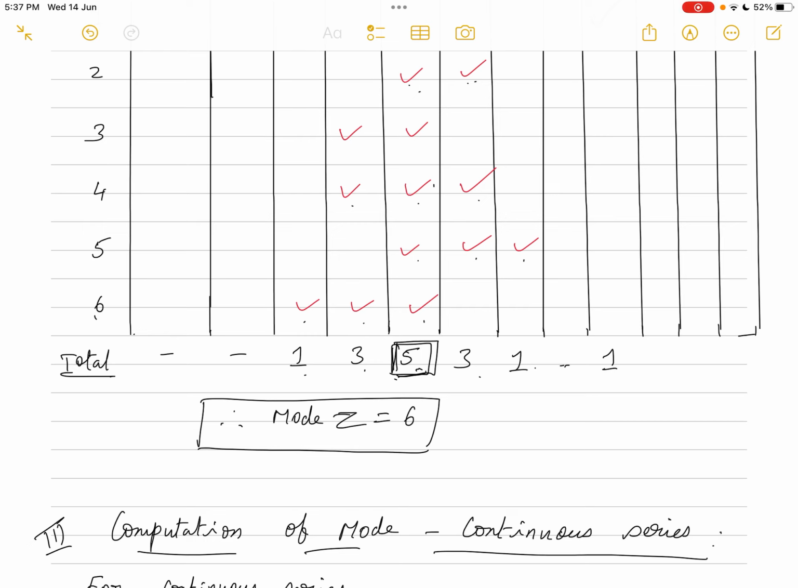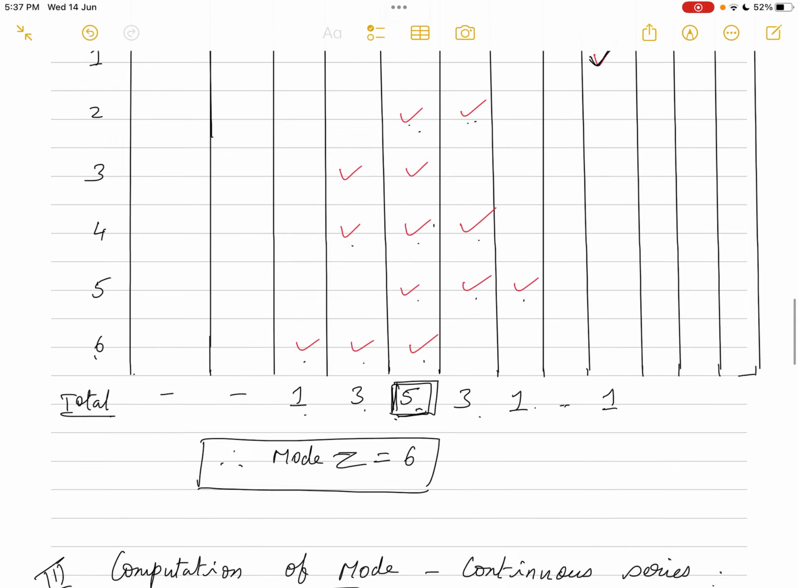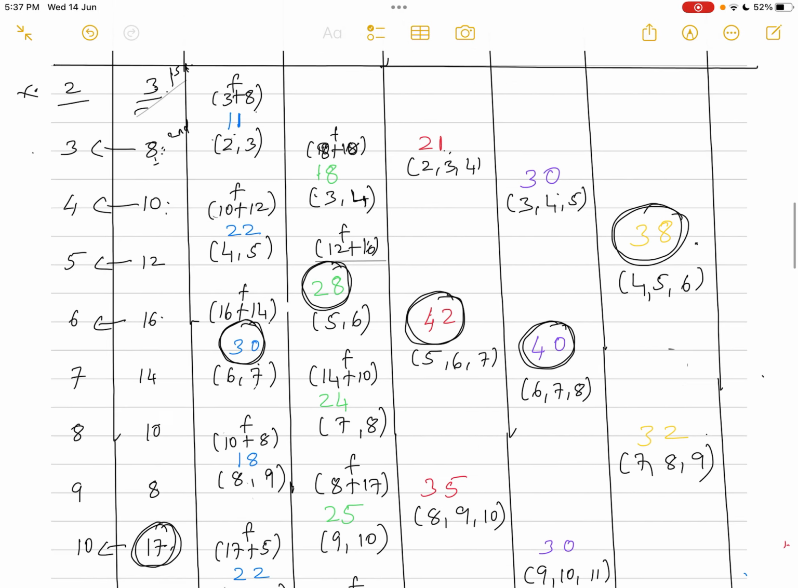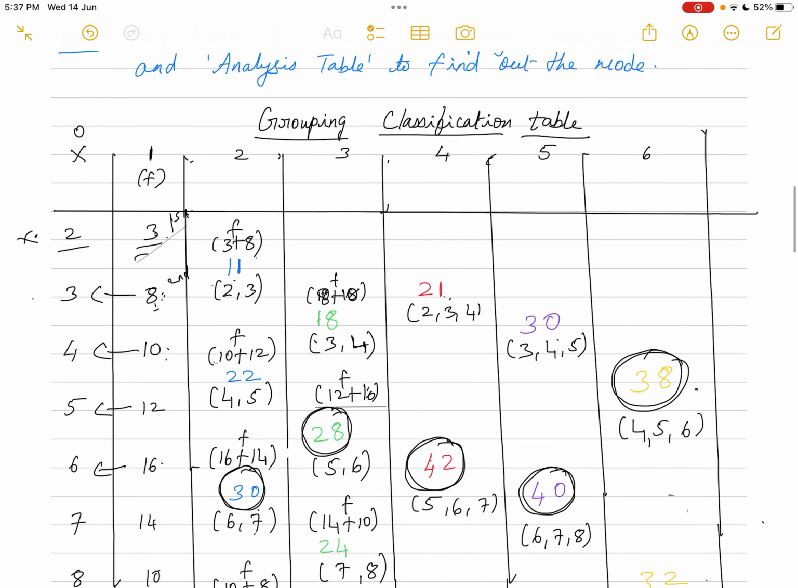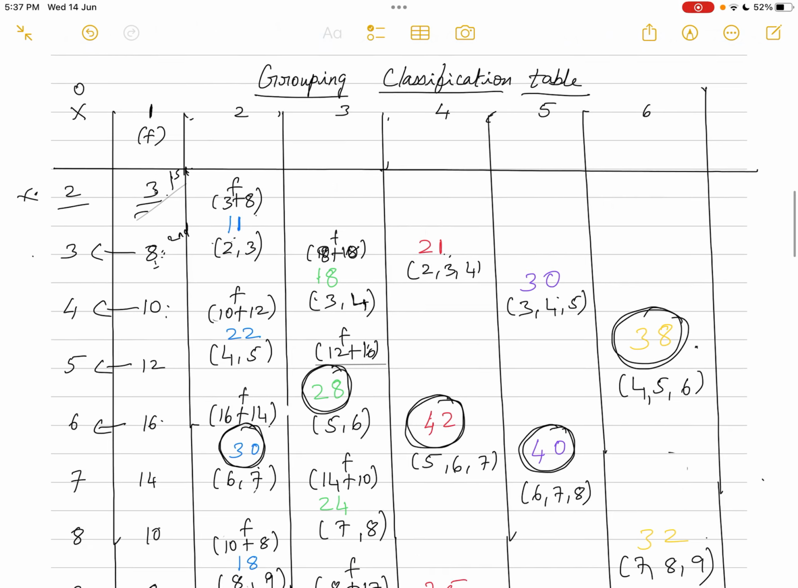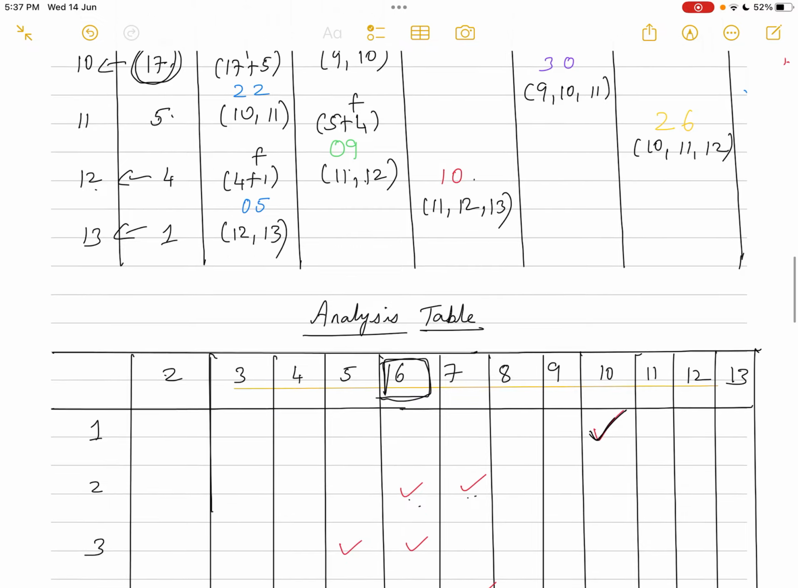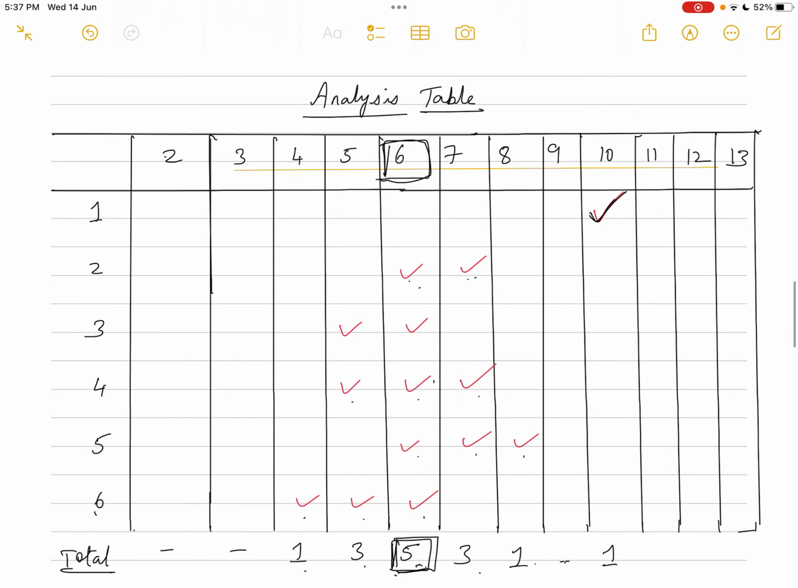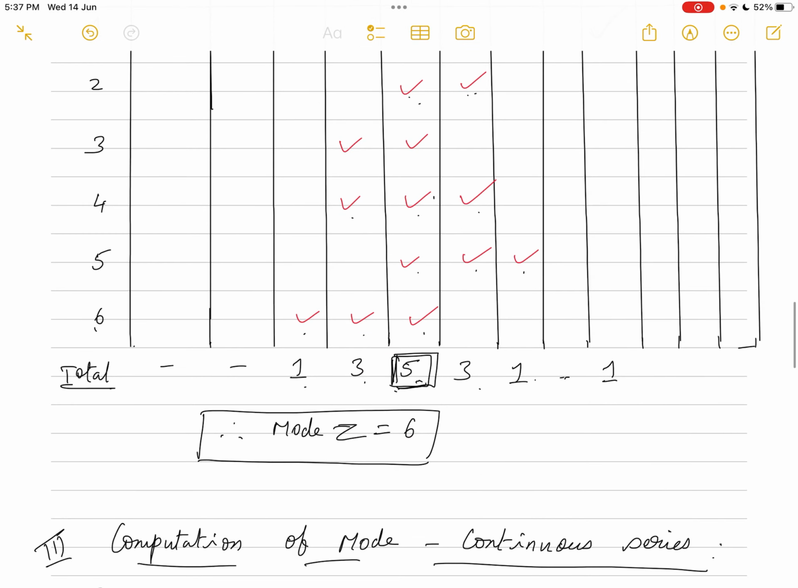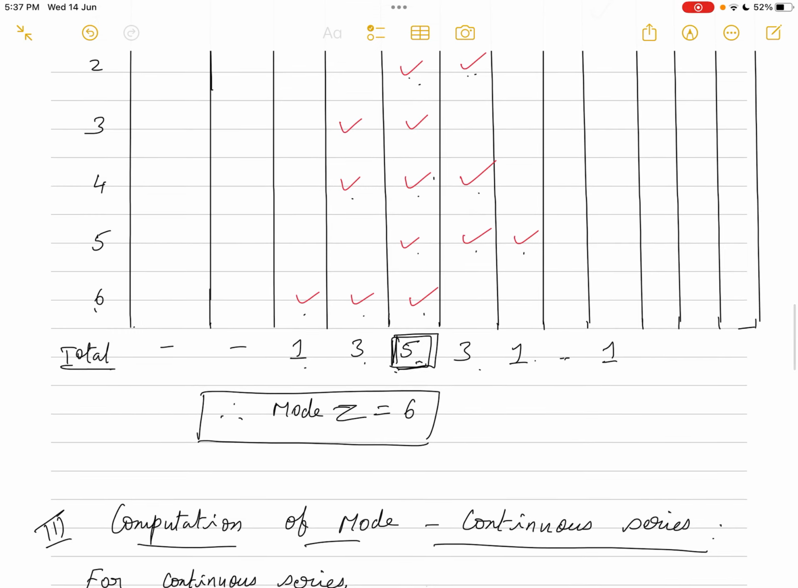Okay, so this is how you find out the modal value by the grouping method, by making the group classification table and the analysis table. Based on the group classification table you make the analysis table by marking the highest value against each x value. Then you find out the modal value. Understood? And this is for the discrete series.